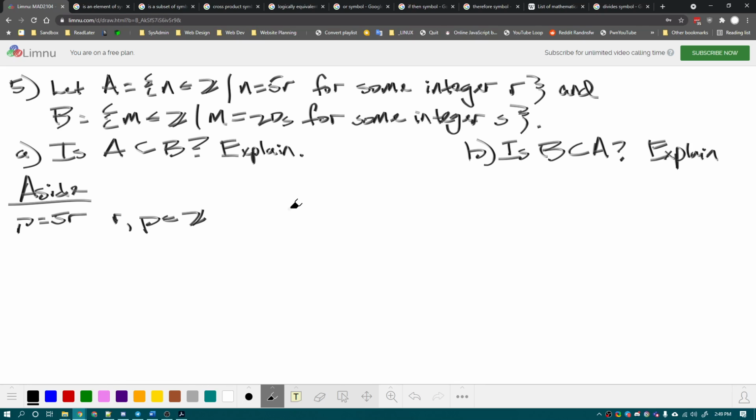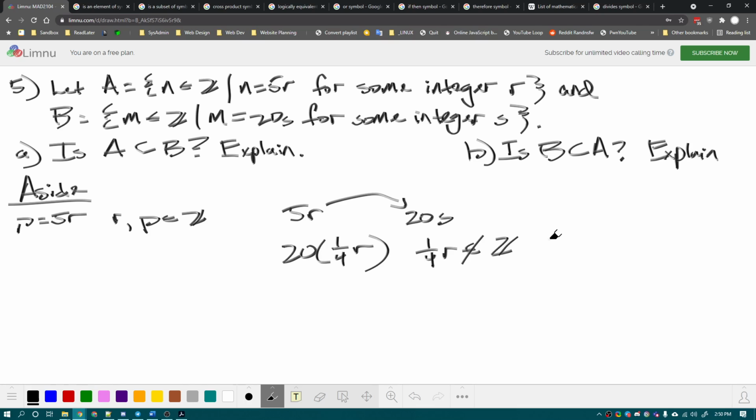All right. Now I'm starting with 5r, and I want to go to the form 20s. So what I'm going to try to do is factor out a 20. I know it's going to fail, but let's do it anyway. I'm going to factor out a 20 out of the left-hand side. So that's 20 times 1/4 r, right? And notice how 1/4 r is not an integer. And so because it's not an integer, that means this is false.